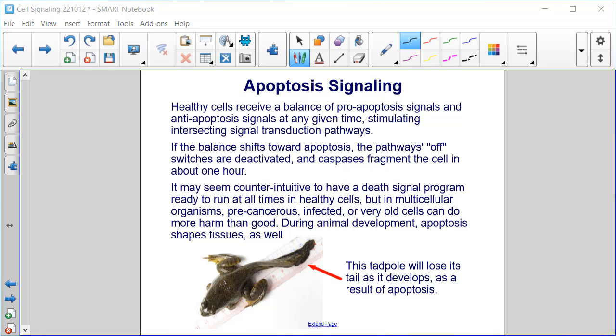If the balance shifts toward apoptosis, the pathway's off switches are deactivated and caspases fragment the cell in about 1 hour. It may seem counterintuitive to have a death signal program ready to run at all times in healthy cells, but in multicellular organisms, precancerous, infected, or very old cells can do more harm than good. During animal development, apoptosis shapes tissues as well. This tadpole will lose its tail as it develops as a result of apoptosis.